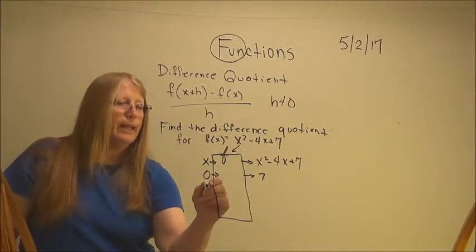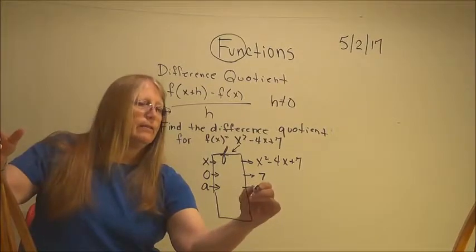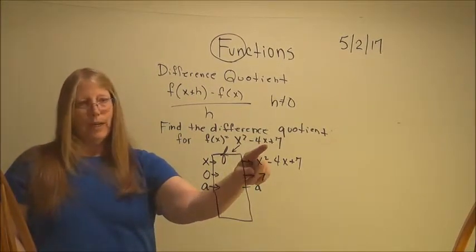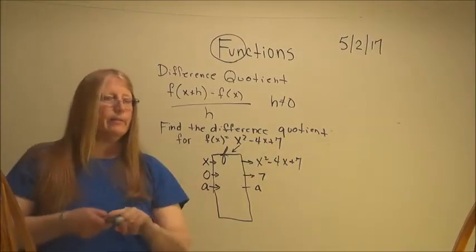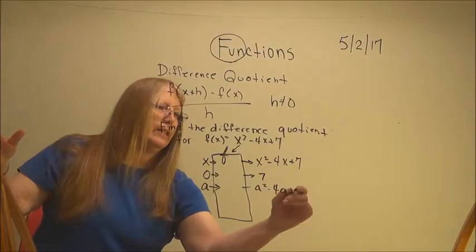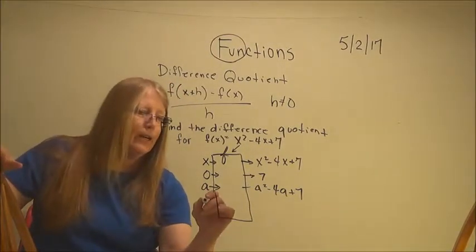What if I put an a into my function? Whatever I put in, it will square it, minus 4 times whatever I put in, plus 7. So I'm going to get a squared minus 4a plus 7. What if I put in star?